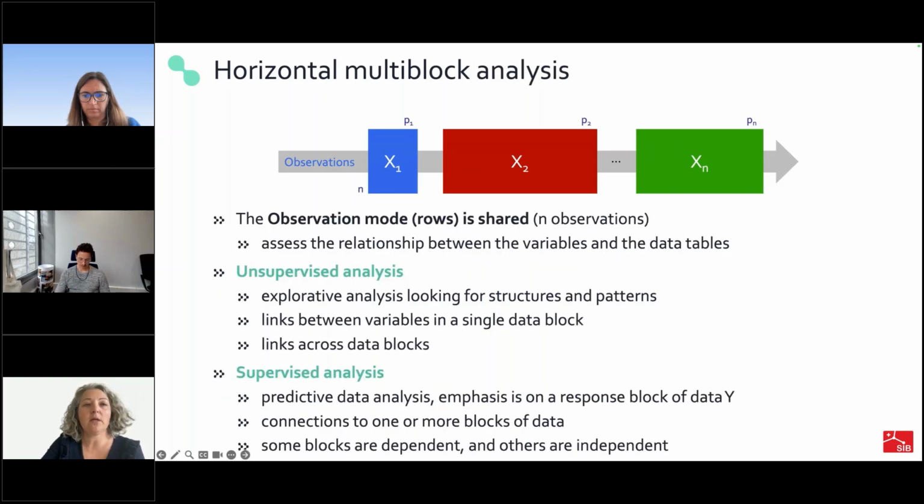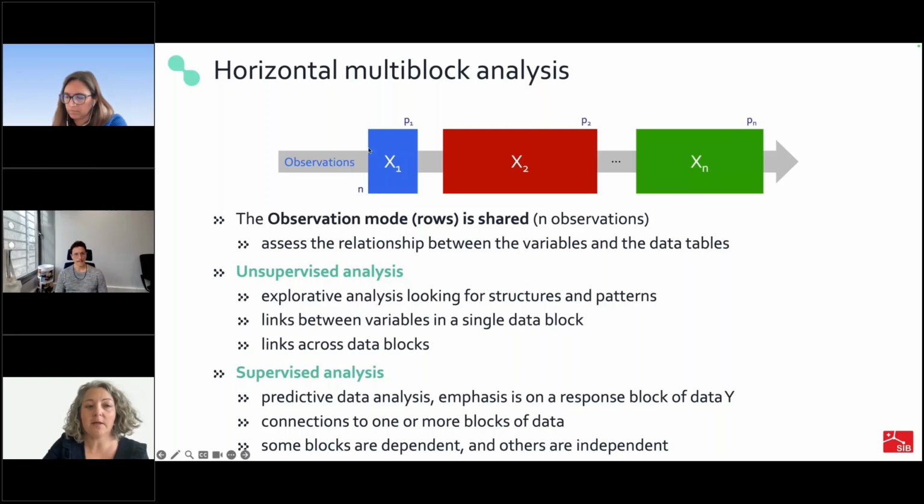Here in the horizontal multi-block analysis, as I said, the observation mode is shared. So this is really important. If you want to apply the methods I will show you today, you need to have the same observations in the different blocks. You can do unsupervised analysis to explore your data, describe your data, look for structure and patterns, and you can find links between variables in a single block and also links between variables from the different blocks.